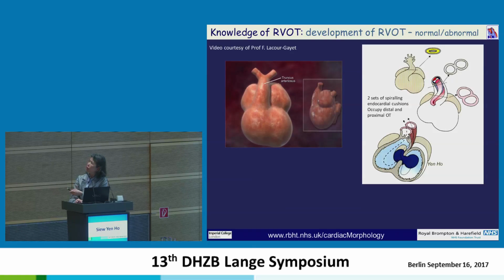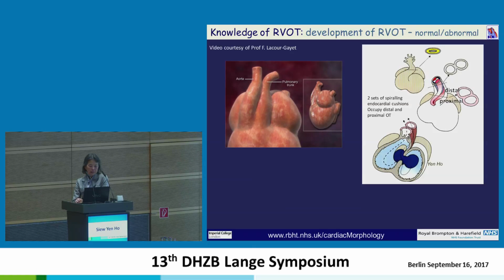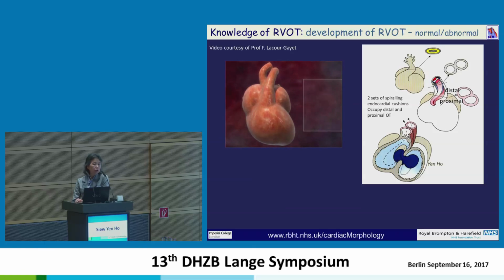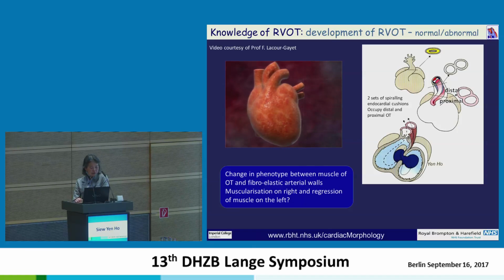But then we have only one channel. It takes a while for this channel to be divided or separated into two. So they are separated by two pairs of cushions within the lumen. And here we are, we see the two channels separated up into aorta and pulmonary vessels, and the outflow tract similarly into the right and the left ventricular outflow tracts. But there's probably a change in phenotype between the muscle of the outflow tract and fibroelastic arterial walls, because we know that from the early descriptions of anatomy, there's no such thing as an arterial ring, okay?